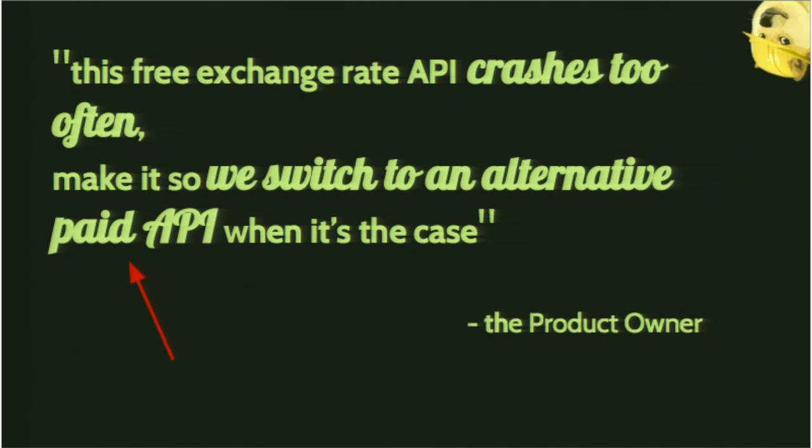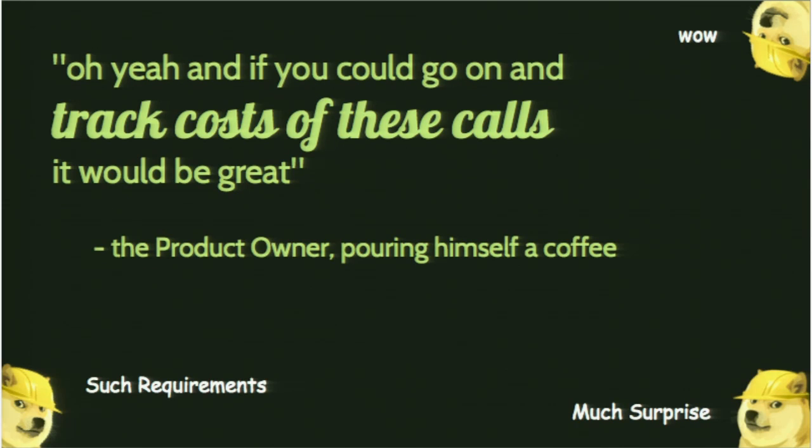But it's a paid API, a pay-per-call API. So that's the key thing here. So the product owner goes on and says, yeah, and if you could go on and track the cost of these calls and make it so it's only invoked when absolutely needed. So only invoked when the free API crashes. That would be great. You have 5 minutes.